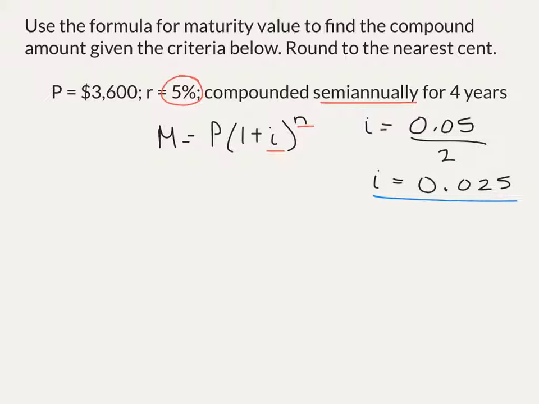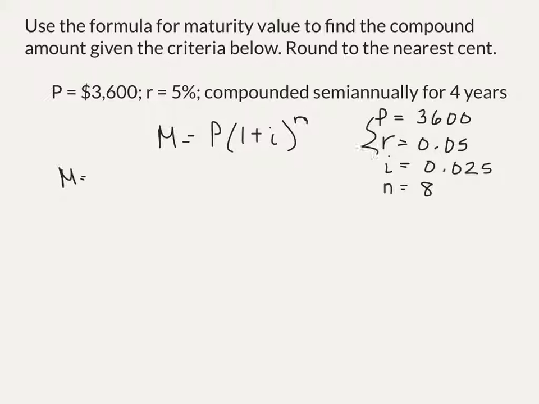Next, we want to find the value for n. N is the total number of compounding periods. That's found by taking the number of compounding periods in a year and multiplying it by the number of years. So the number of compounding periods in 1 year is again semi-annually, so that's 2. And then the number of years is 4. 2 times 4 is 8. So n equals 8.